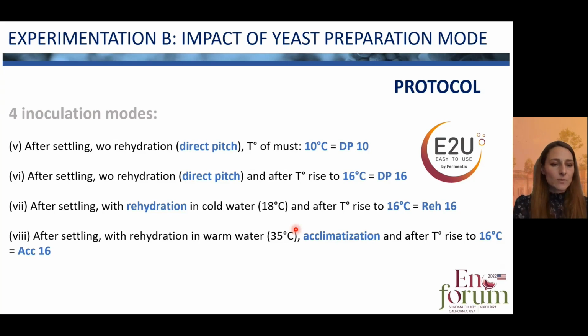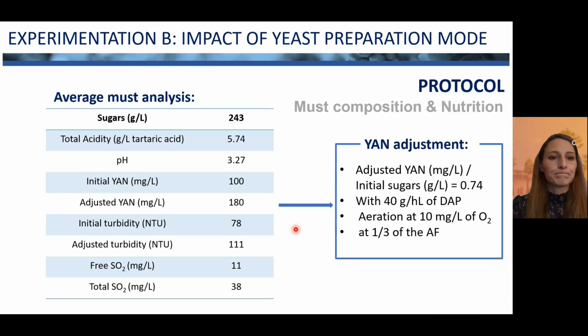Scenario 7 was after settling with rehydration in cold water at 18 Celsius, and then we waited until the temperature rose to 16 Celsius to inoculate, so that's rehydration 16. And finally, the last one, number 8, is again with rehydration in warm water at 35 Celsius and an acclimatization phase before pitching in the must at 16 Celsius. So it's acclimatization 16, and this is still the recommendation that is given to enologists to inoculate a yeast.